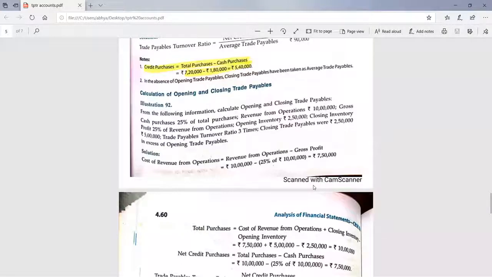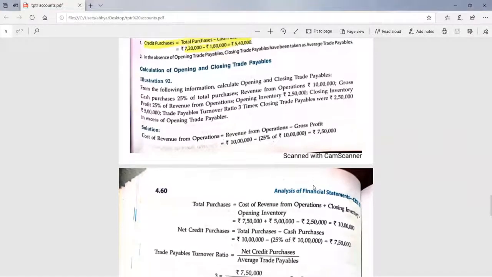Okay. Now we need only credit purchases. So what is given in the question? Cash. This is the third step. Step by step we have to solve the question, and for each step we will be getting the marks. So cash purchases are 25% of the total purchases. Now total purchases we have got 10 lakh, and 25% of 10 lakh is equal to 2,50,000. So credit purchases will be equal to 7,50,000.